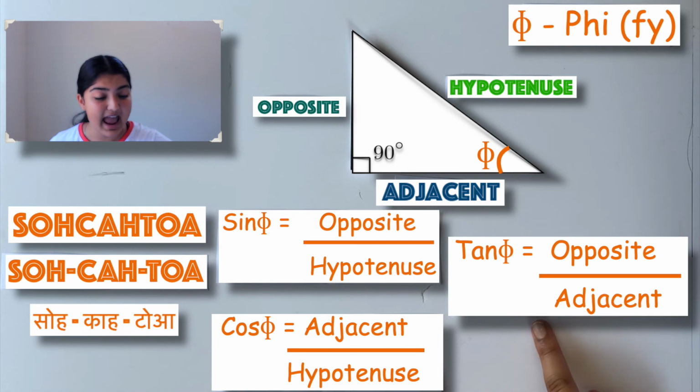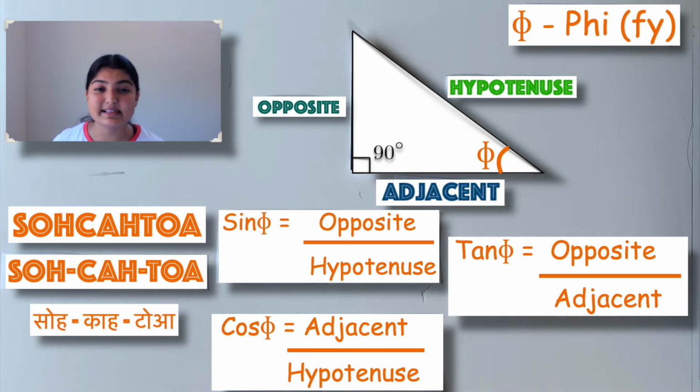cosine, and tangent. And to make it a little easier to remember these ratios, mathematicians came up with a cool word: SOHCAHTOA.